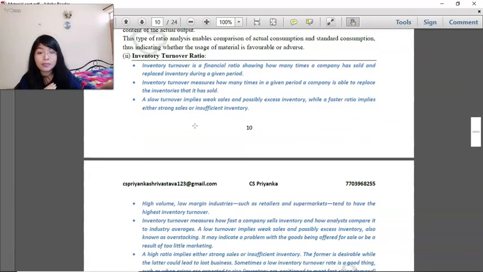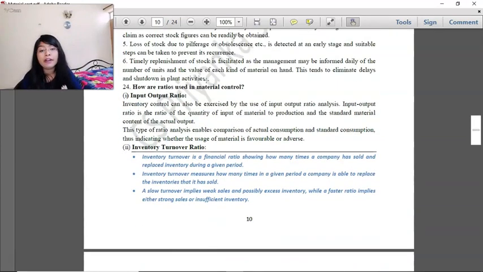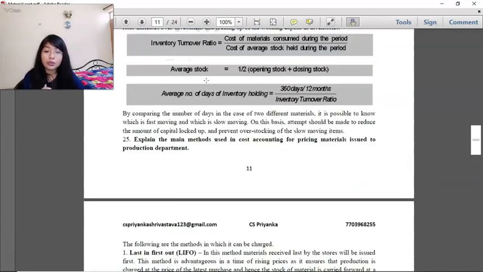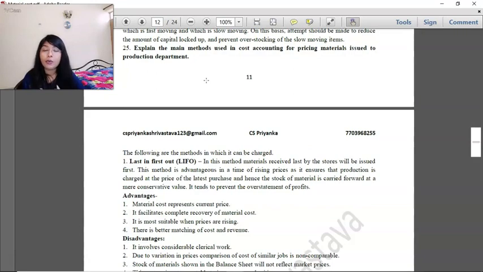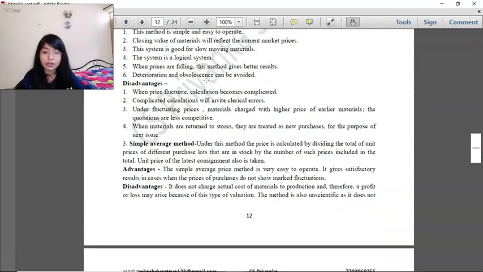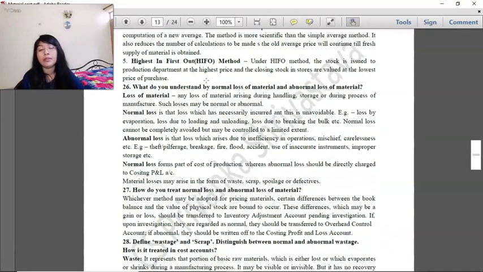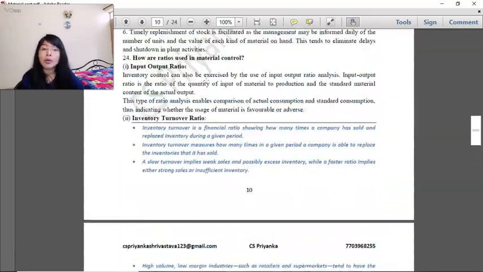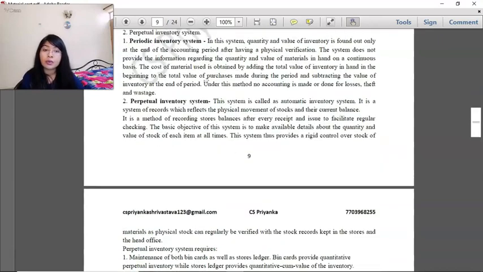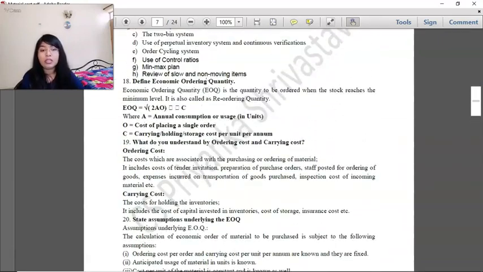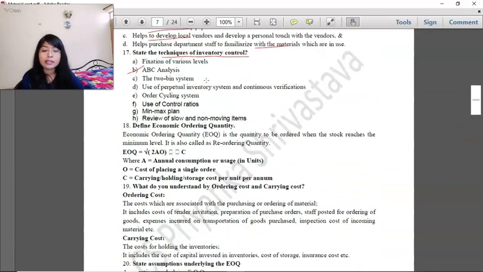Then the most important thing, we're going to discuss the inventory turnover ratio, and how it is going to help you in doing inventory control, and the input output ratio. Then there are two methods, that is LIFO, last in first out, and FIFO, first in first out. So these are the main methods that we're going to talk about, and along with this we're going to discuss questions on the basis of each of the methods. For this you need to wait for the next lecture.